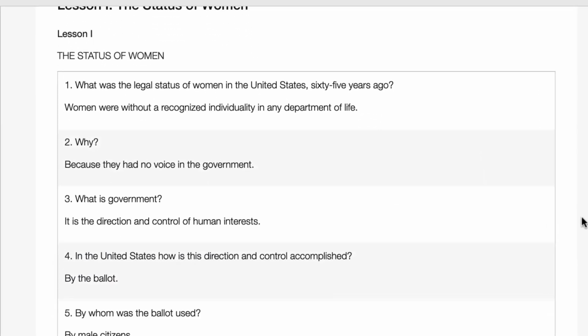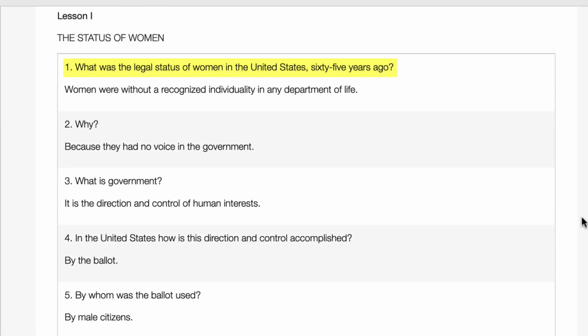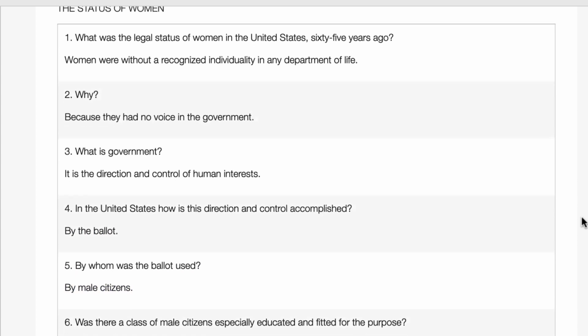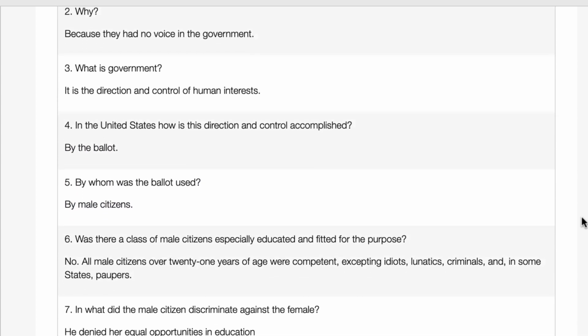"What was the legal status of women in the United States 65 years ago? Women were without a recognized individuality in any department of life. Why? Because they had no voice in the government. What is government? It is the direction and control of human interests. In the United States, how is this direction and control accomplished? By the ballot. By whom was the ballot used? By male citizens. Was there a class of male citizens especially educated and fitted for the purpose?